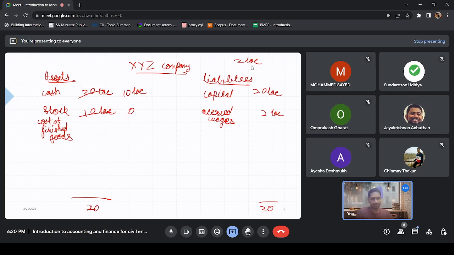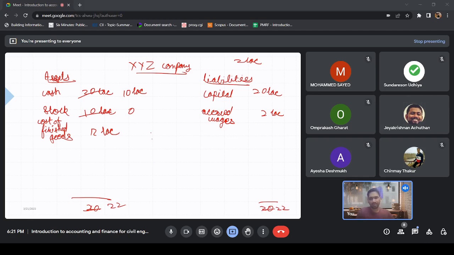Okay, let's repeat. To produce the finished goods, you needed raw material of 10 lakh. Then you paid labor 2 lakh to make it a finished good. So that makes the cost of finished goods 12 lakh now, right? So now what is your balance sheet? It is 22 and 22 on both sides. Again balanced.